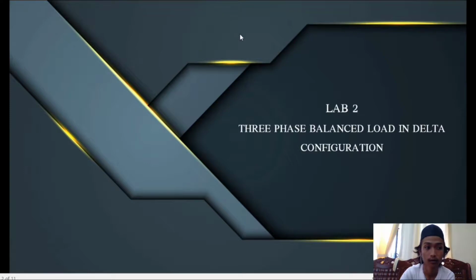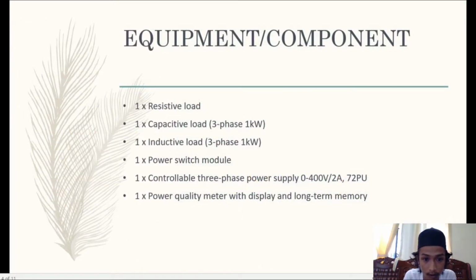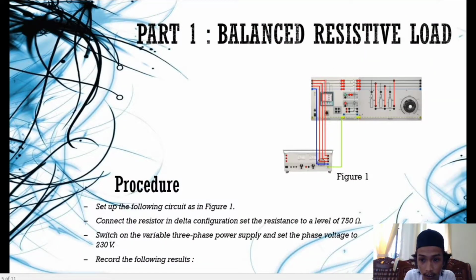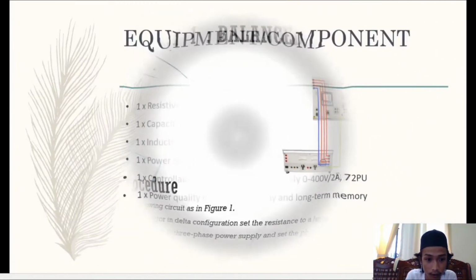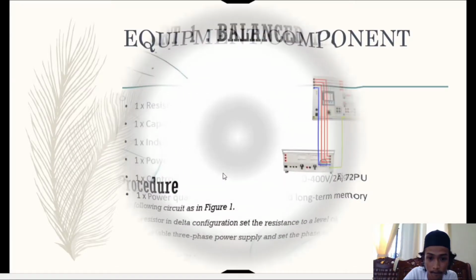Today I will explain lab 2, which is 3-phase balanced load in delta configuration. The equipment for my part 1, balanced resistive load, is one resistive load, one power switch module, one controllable 3-phase power supply, and one power quality meter with display and long-term memory.